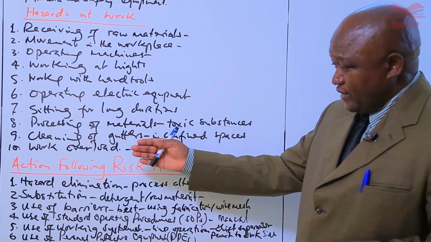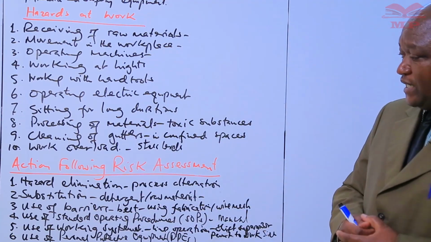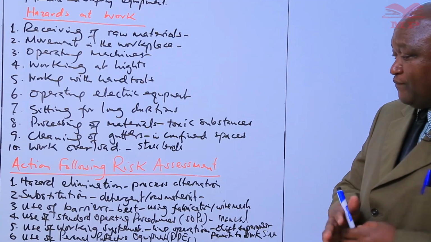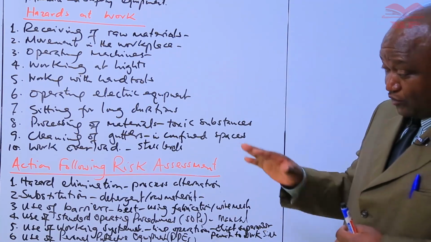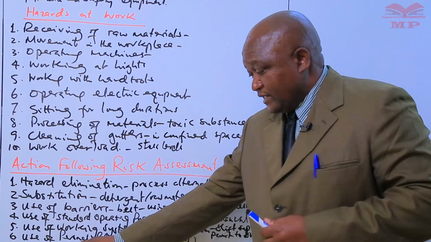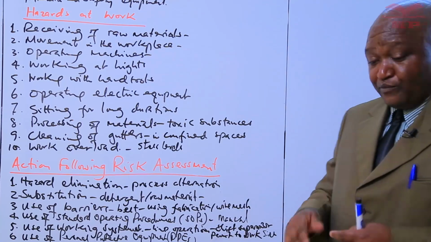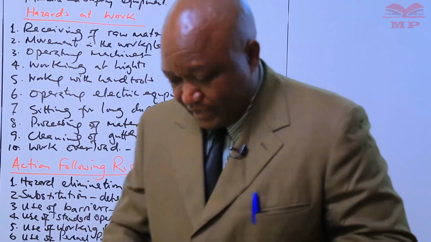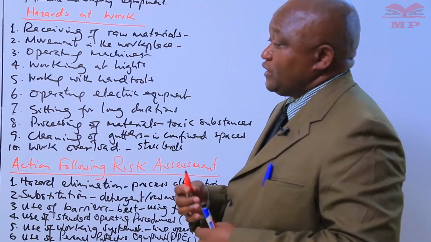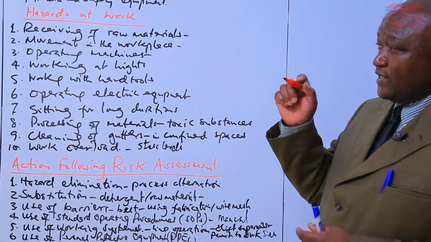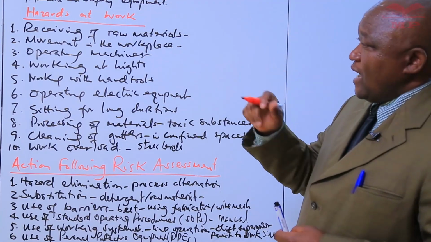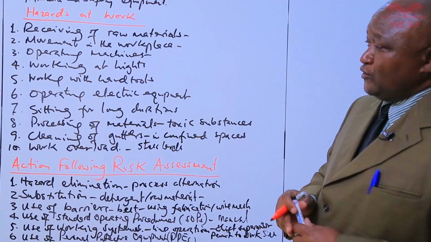So based on the risk assessment that has been done, an organization can come up with intervention measures in that order. And as we have indicated, use of personal protective equipment is normally the last consideration in relation to safety at the work environment. So that is our third aspect in our lesson today.